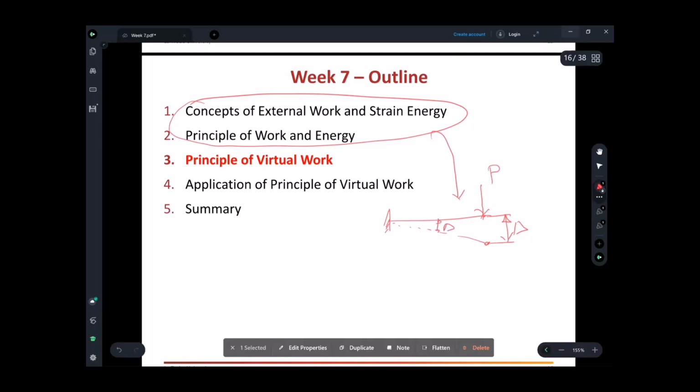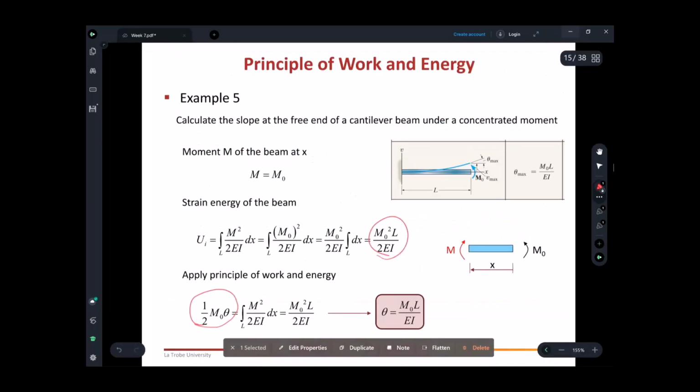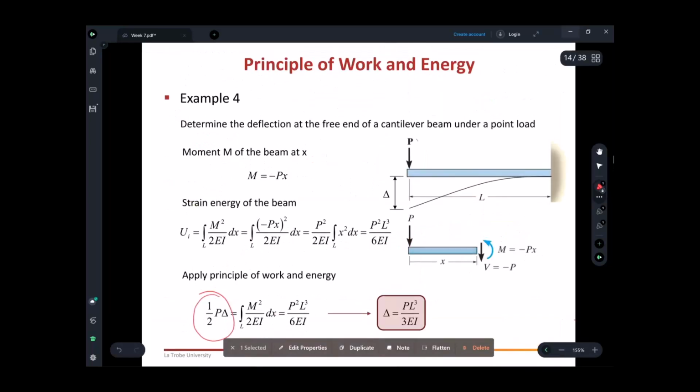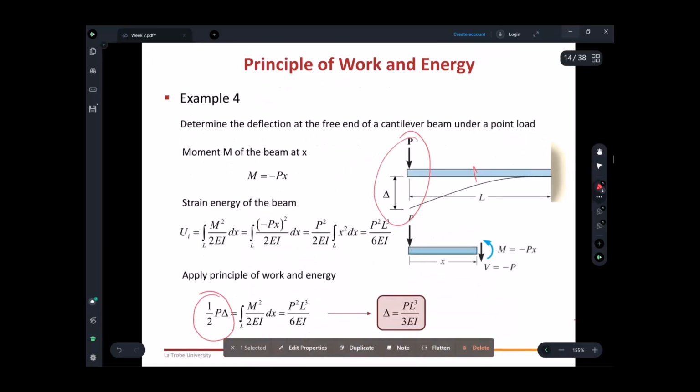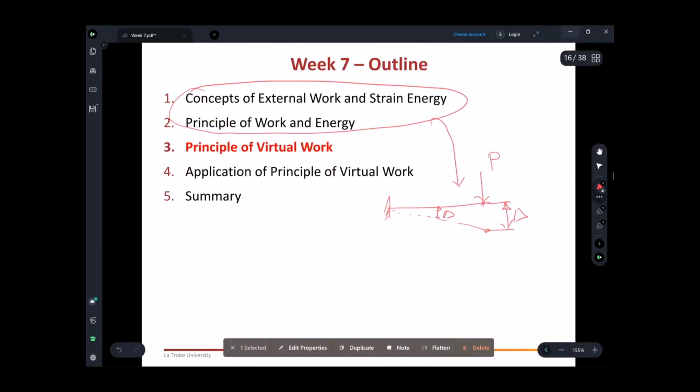Ooh, you did not tell me that, right? But look at the examples. Look at here. We find the displacements here. We did not find the displacement anywhere else. We find the displacements where we apply the load, right? We did not ask you to find the displacements where the load is not applied. So there is a big limitation for that.